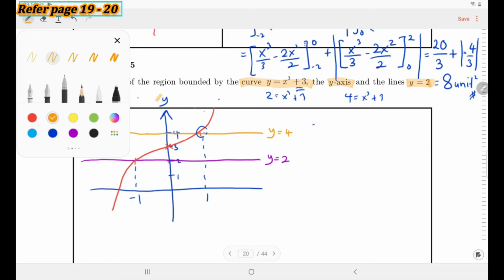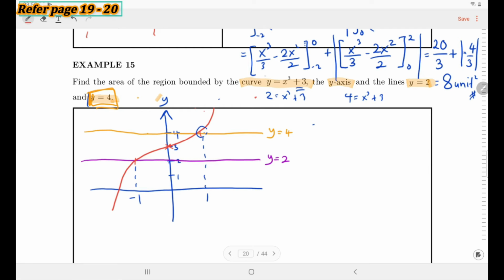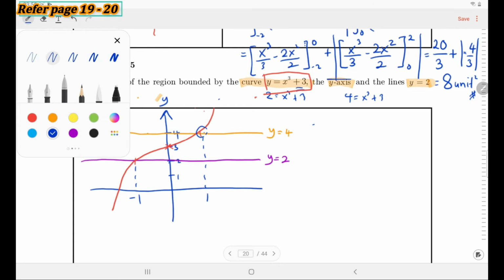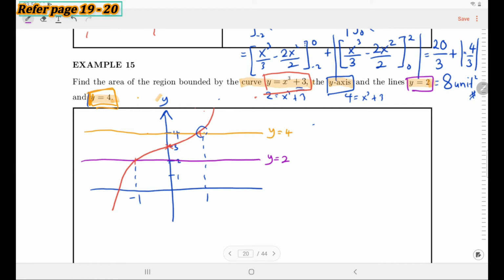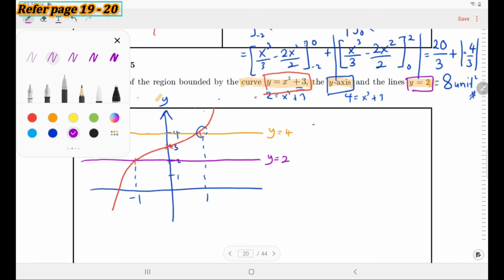And then the red one is the curve. The y-axis is the blue one. And then the other one, y equals 2, is purple. So we have purple, blue, red, and orange. Now we have to find out where the region would be located.